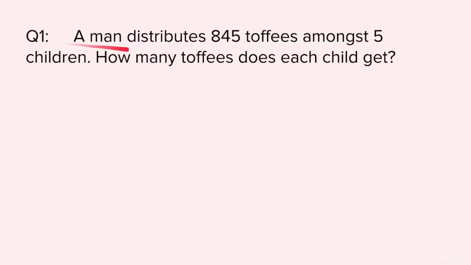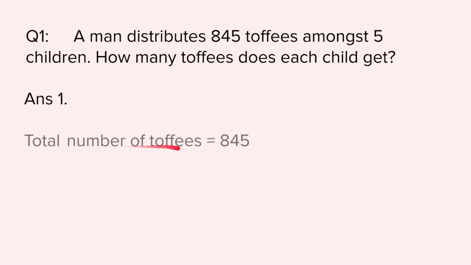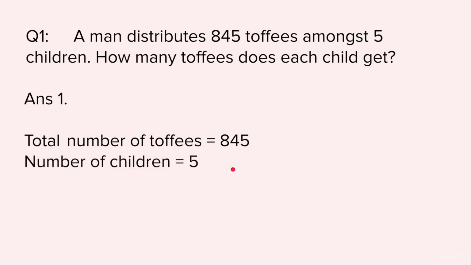Question 1 was, a man distributes 845 toffees amongst 5 children. How many toffees does each child get? So here we will again read the first line. A man distributes 845 toffees. So first information given to us is number of toffees. We will write that only. Total number of toffees is equal to 845. Then if we read on the question, amongst 5 children. Next thing is number of children. So we will write number of children is equal to 5.